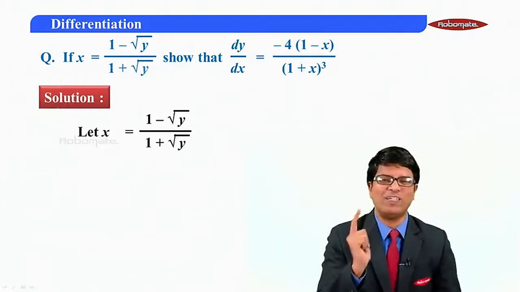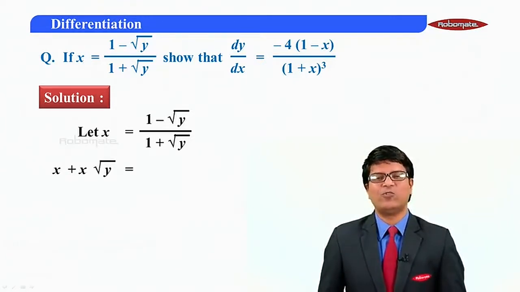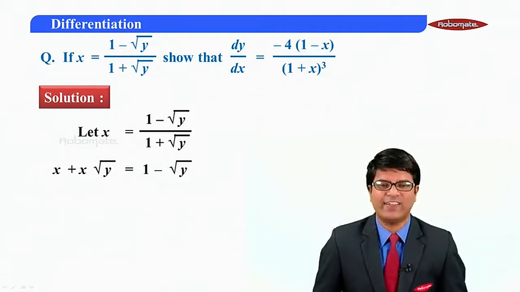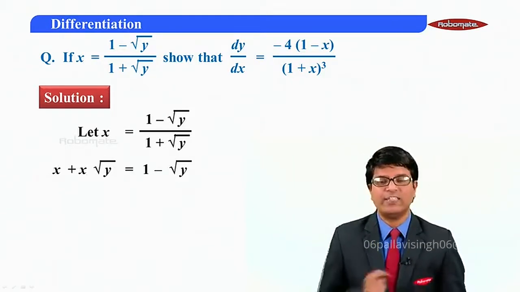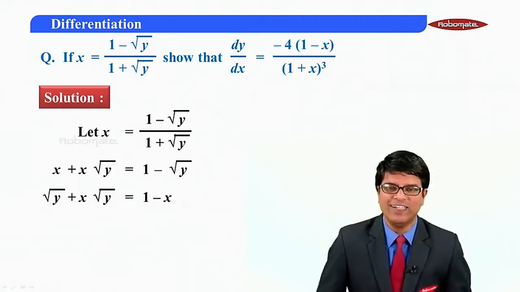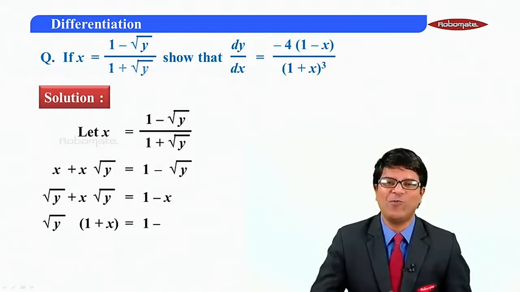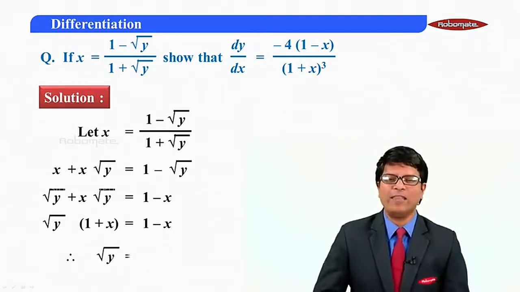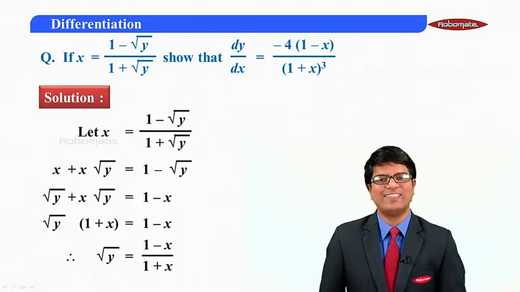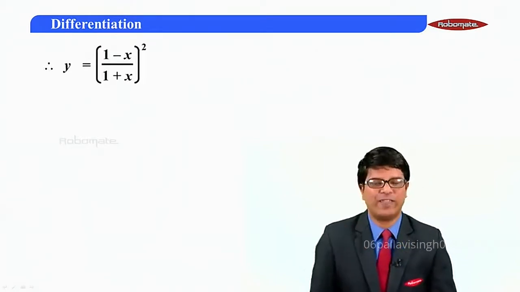The first step is cross multiply it. So x into 1 plus root y is equal to 1 minus root y, that is x plus x root y is equal to 1 minus root y. The next step is collect the y terms together on the left hand side and x terms together on the right hand side. So I'll get root y plus x root y is 1 minus x. Take root y common. Inside it will be 1 plus x, equal to 1 minus x. Therefore, root y will be 1 minus x upon 1 plus x. In order to remove a root, we will square both sides. So y will be 1 minus x upon 1 plus x the whole square. So that I get y.